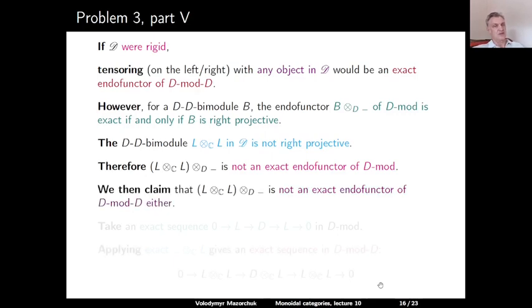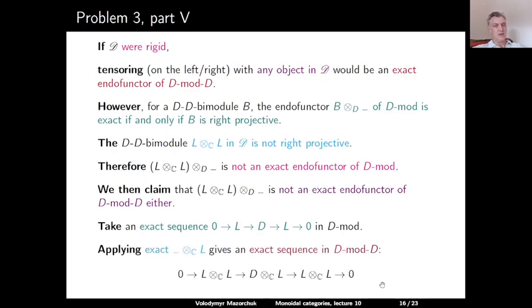And then we claim that it's not an exact endofunctor of D mod D either. To prove this, take an exact sequence: 0 goes to the simple module, then to the projective, and then to the simple module, and then to 0. So this is an exact sequence in D mod. We can make it into an exact sequence in D mod D by tensoring on the right with a simple right module L. So we have an exact sequence in the category of bimodules when we start from L tensor L, embed it into D tensor L, and then project it back onto L tensor L. So this is an exact sequence in D mod D.